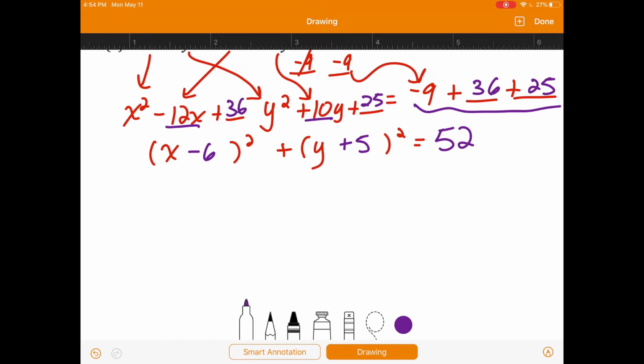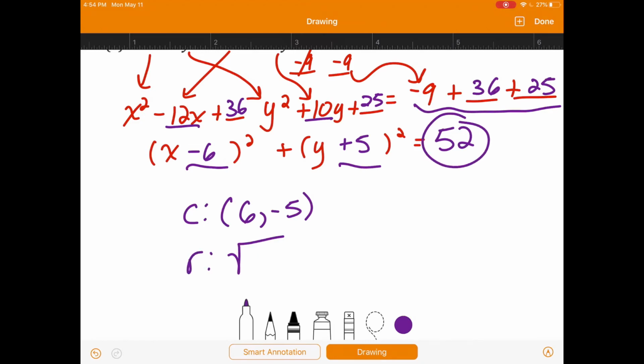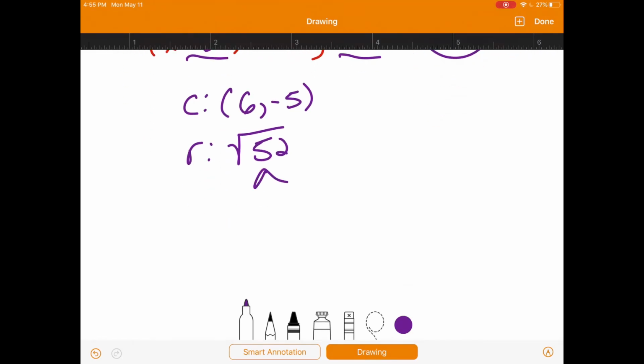And now we're going to be able to find the center and the radius. So the center is going to come from these pieces. So we've got 6, negative 5. And our radius is going to be the square root of 52. And it did ask for it in simplest radical form. So we're going to split this into 4 and 13, which gives us 2 radical 13.